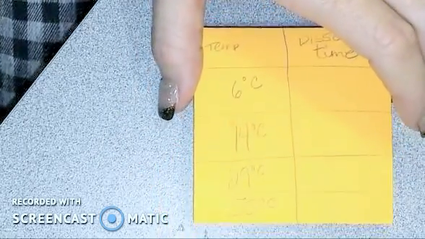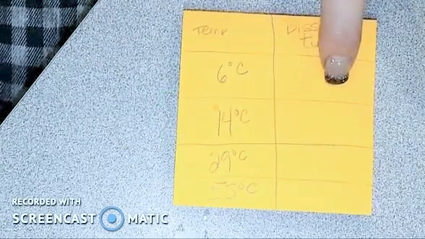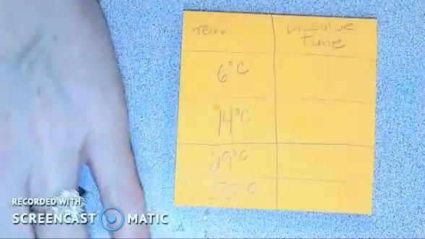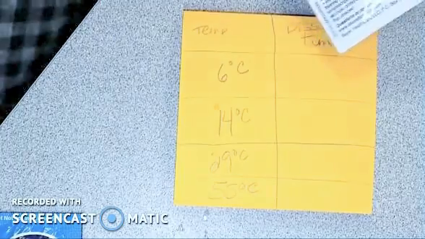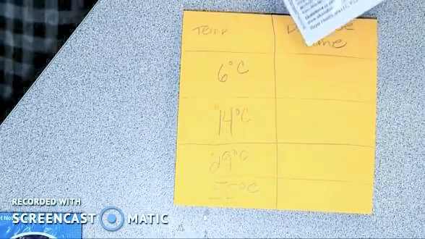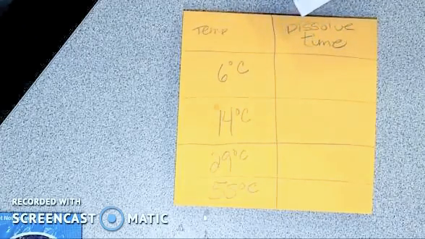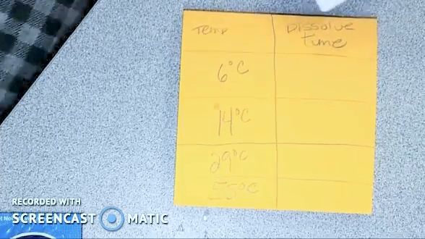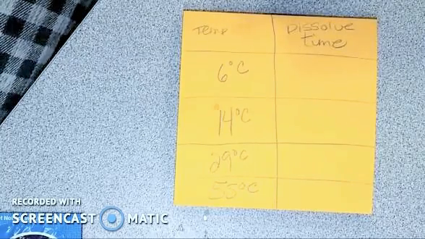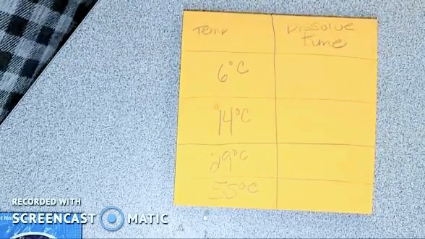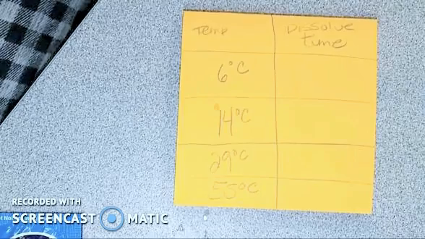So basically, our question here is, does temperature affect the time it takes for this Alka-Seltzer tablet to dissolve? And the Alka-Seltzer tablet is supposed to be kind of like limestone. What you're going to be doing is checking to see how long it takes it to dissolve, much like different climates around the world. So if we're in a cold climate, like Alaska, for example, 6 degrees Celsius, is that very different from being in a warm tropical climate?